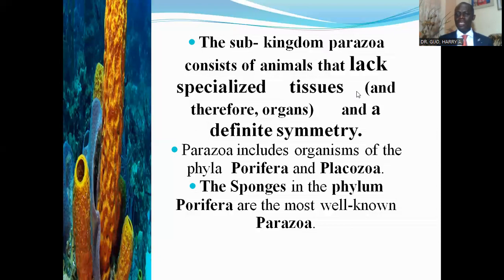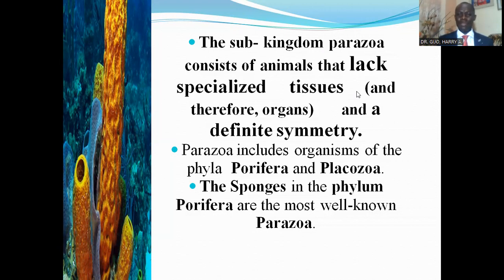The subkingdom Parazoa consists of animals that lack specialized tissues and therefore organs and a definite symmetry. The cells of these organisms are not organized into tissues that carry out specialized functions, and they also lack a definite symmetry. Parazoa includes animals of the phyla Porifera and Placozoa. The sponges in the phylum Porifera are the most well-known Parazoa.